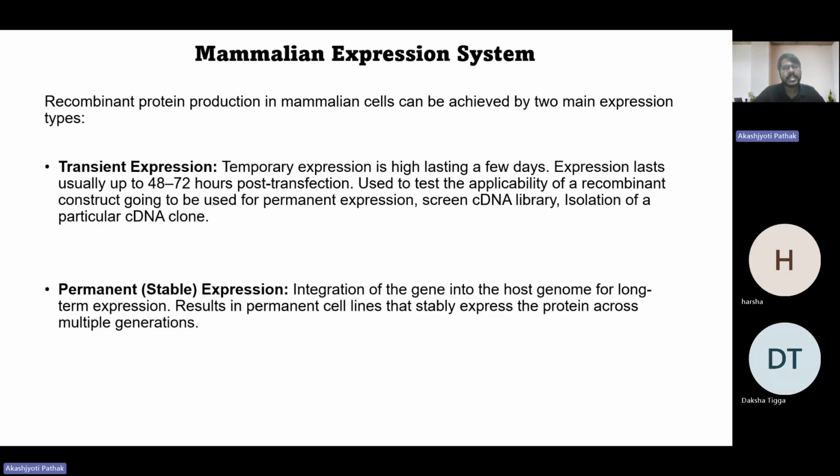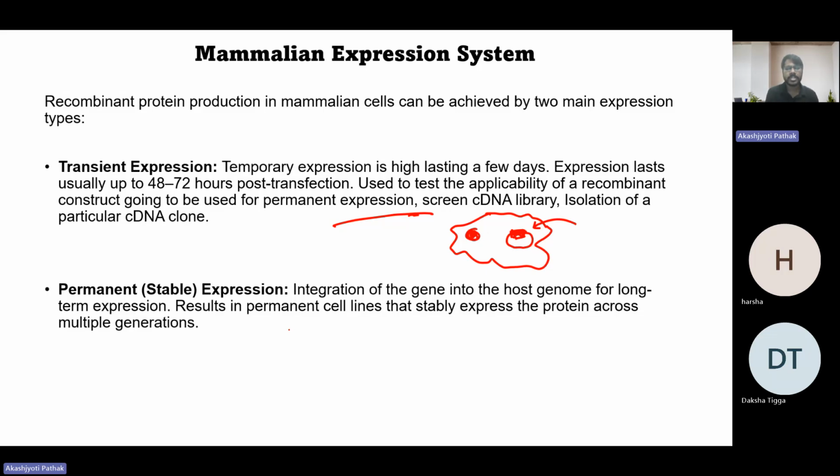Okay. Now the mammalian expression system has two types of expression. One is transient expression and another is permanent expression. So in transient expression, what is done? The plasmid that you have transfected. For example, this is your mammalian cell. It will have its own nucleus, and along with it, you have transfected this mammalian cell with your plasmid having your gene of interest. So this is transient expression, which means that your gene of interest has not recombined within the host chromosome.